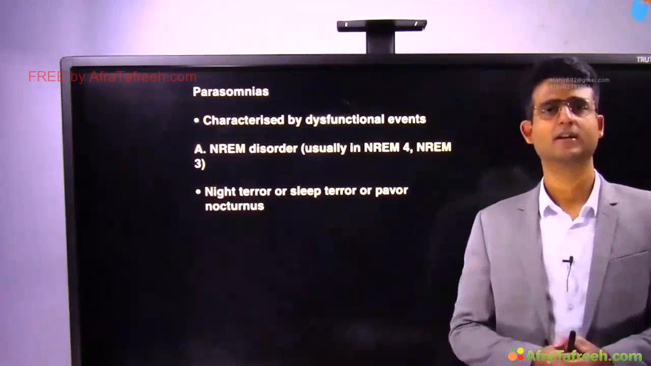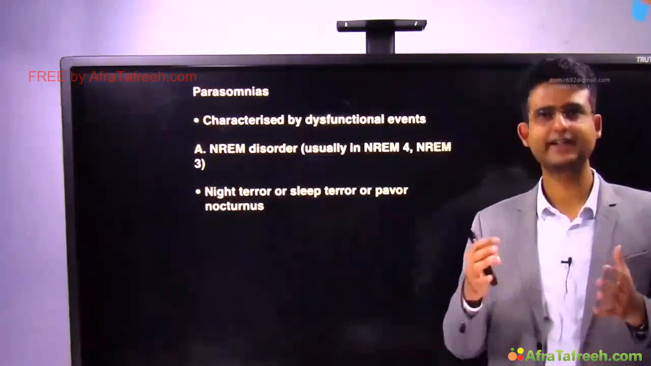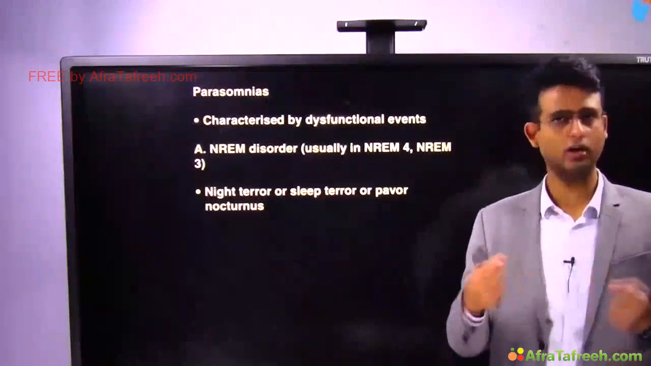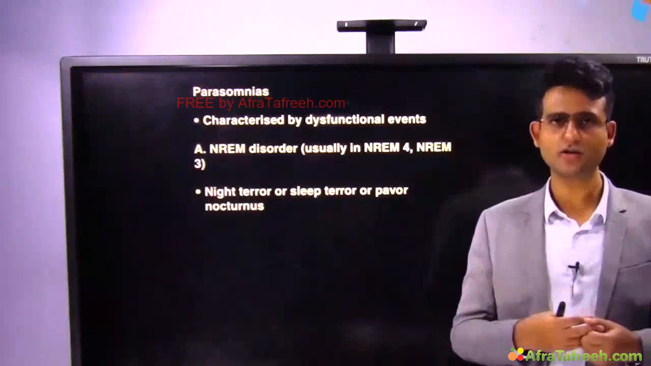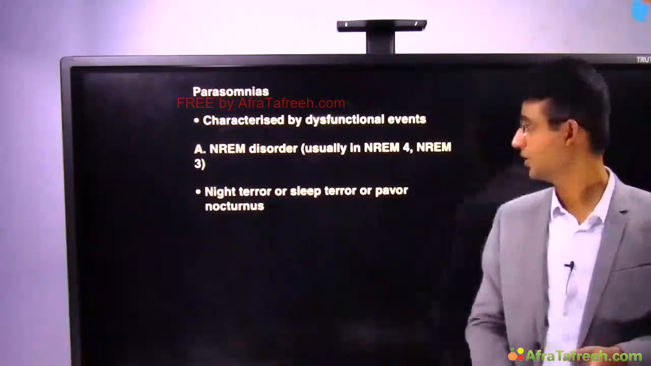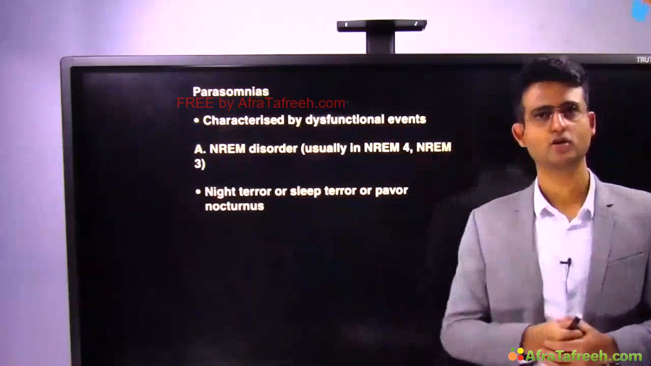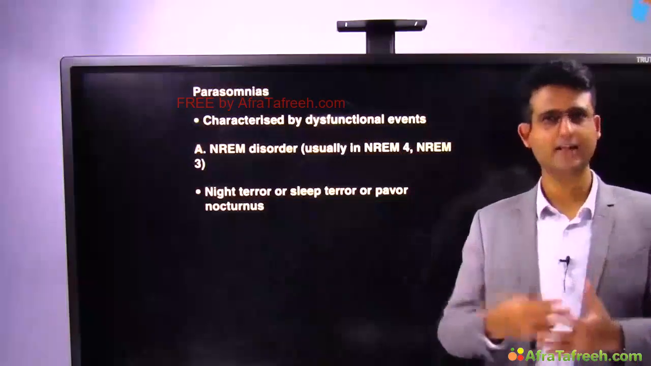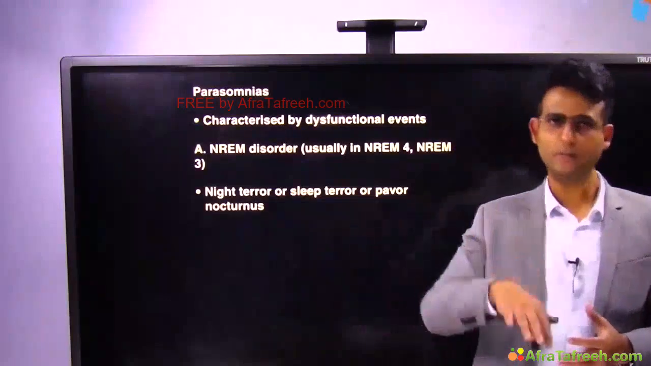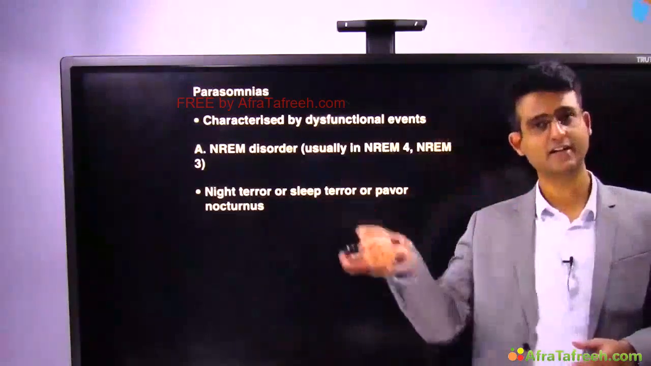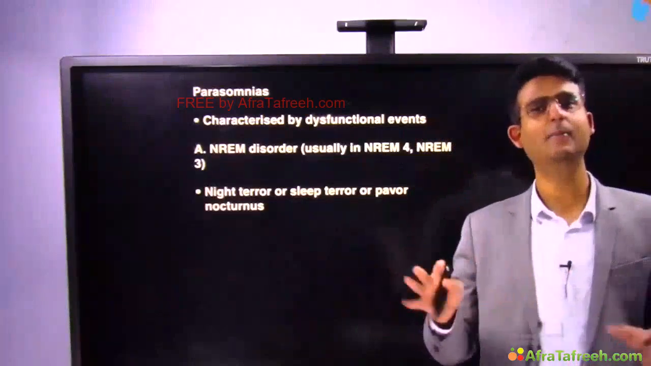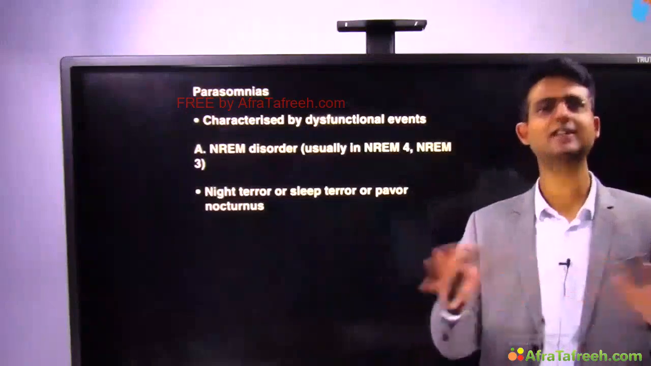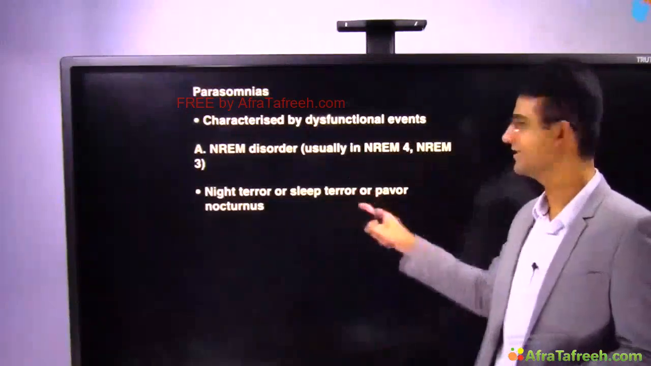What happens is the child is sleeping and he sees a scary dream. He gets up, and when he gets up, he is looking all flustered. He is having autonomic arousal. He appears to be frightened, but he saw the dream in NREM 3 and 4. So would he be able to recall that dream? The answer is no. So the history is the child gets up in the night, looks all scared, after sometime goes back to bed, goes back to sleep, wakes up the next day and does not remember anything about the last night. And even when he gets up in the night, he is not able to tell anything about what he saw, because all of that is happening in NREM sleep.